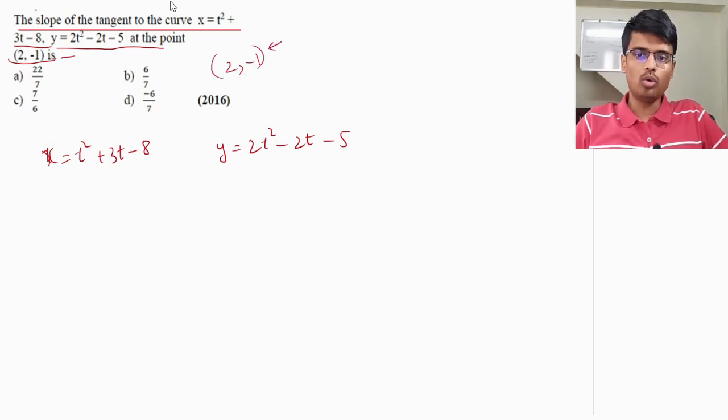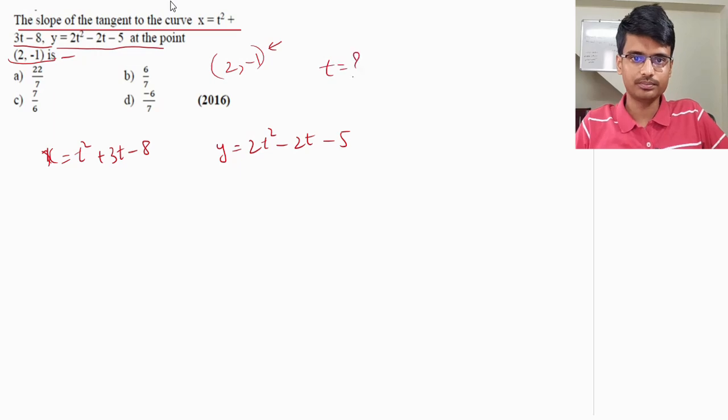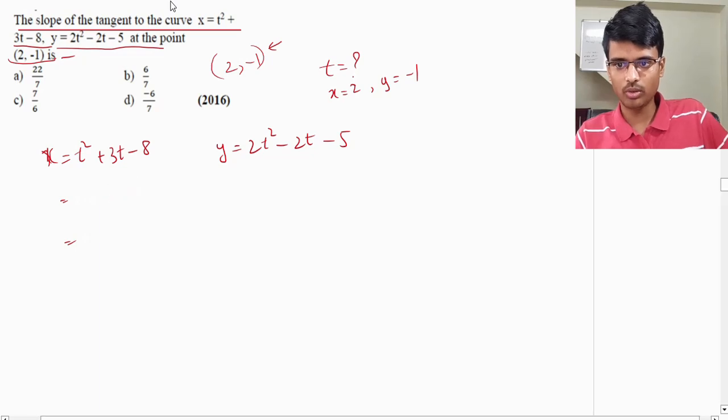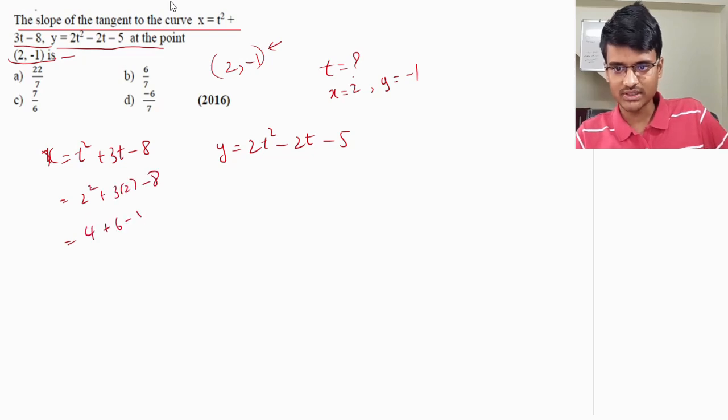I want to know for what value of t x is equal to 2 and y is equal to minus 1. We need to know this, right? So if I just do some trial and error, if I put t value as 1, what do I get? 1 plus 3 minus 8, I'll get around minus 4. No, I need to get 2. If I put t equal to 2, I get 2 2s are 4 plus 6 minus 8. So I get 2.